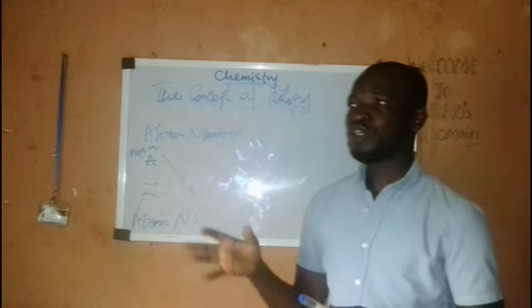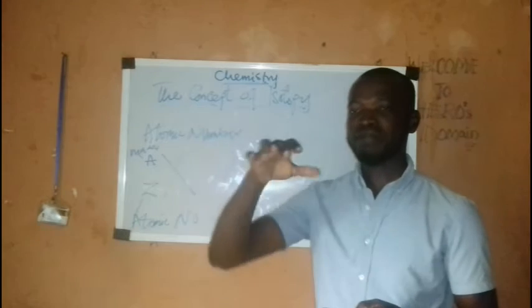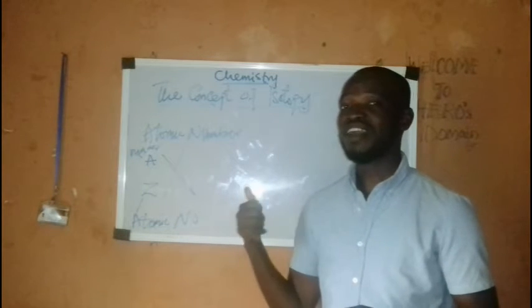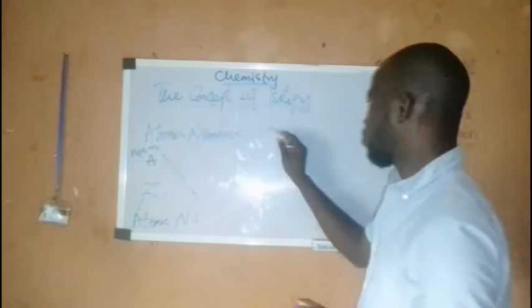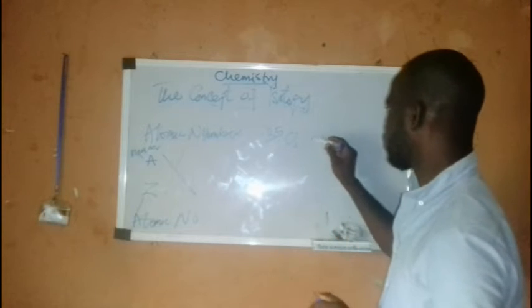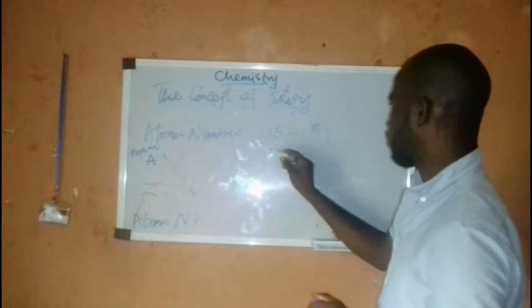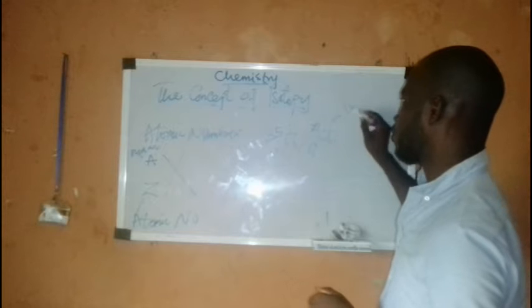Now we also know that there are atoms which have the same mass numbers but different atomic numbers. Now in this case they are no longer isotopes. Now let's take for instance an example of an isotope. This is isotope chlorine. Now this is an isotope.